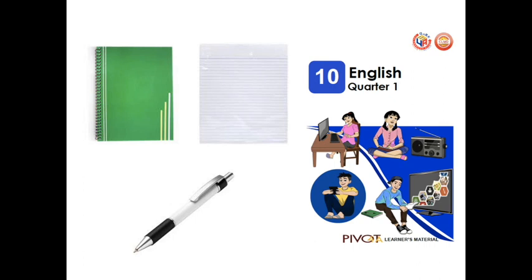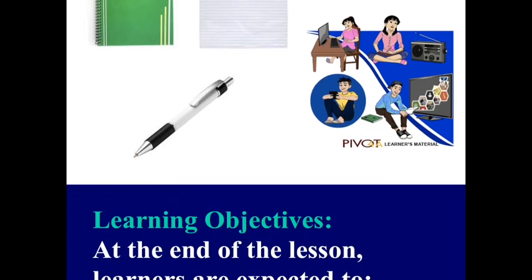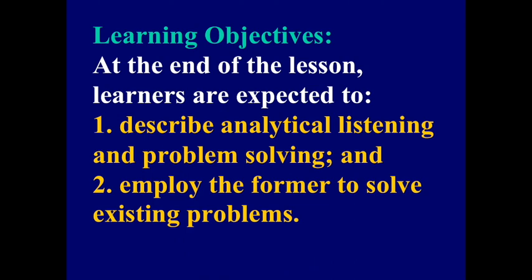I hope you prepared the following materials: notebook, paper, pen, and of course, our Pivot for a Learner's Material English 10 Quarter 1. Our learning objectives: at the end of the lesson, you are expected to: number 1, describe analytical listening and problem solving. And number 2, employ the former to solve existing problems.